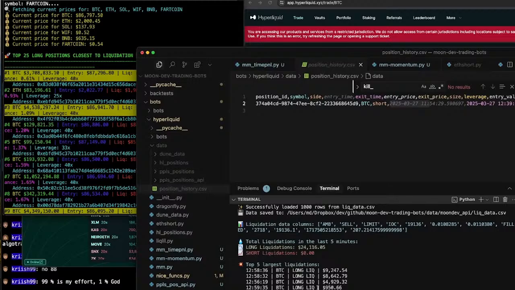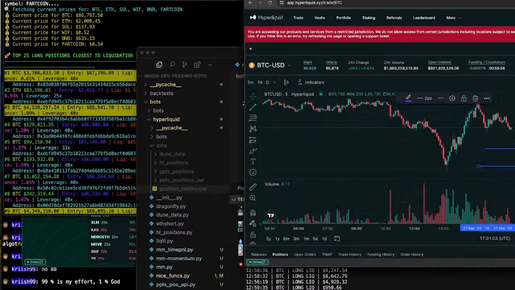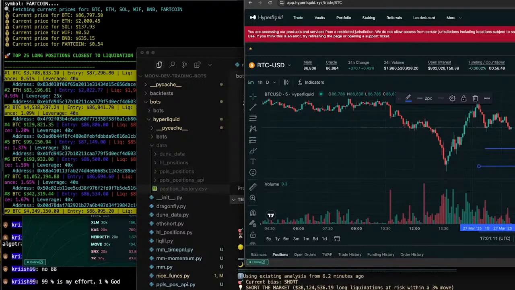We need some short liquidations to enter on this buy here, but we should be getting them soon. I would assume this price is gonna keep wiggling. So once that enters, we'll be able to see if this bot is actually working on that side as well.